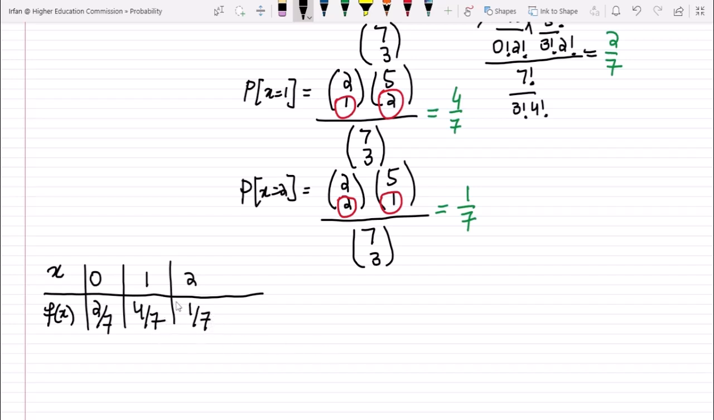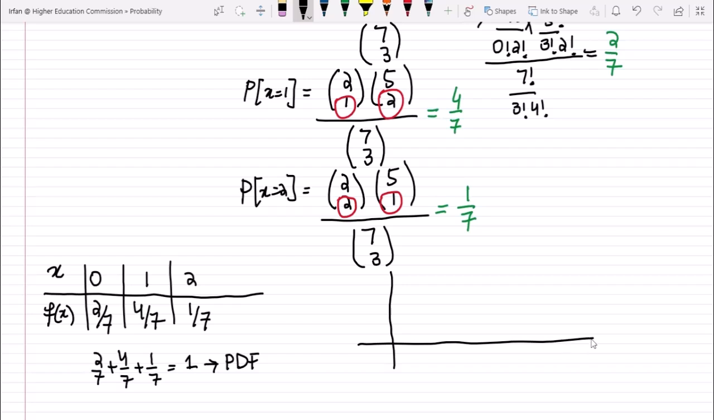According to the probability distribution, I can also see that by adding 2 by 7 plus 4 by 7 plus 1 by 7, what will I get? Here I will get 1, which is the basic condition for the probability density function. I can also plot it, let me plot it here as well.